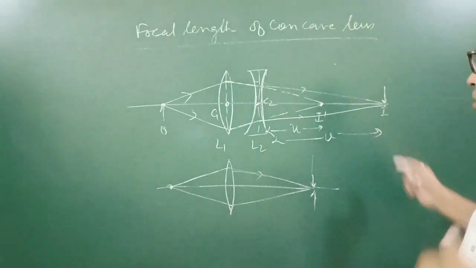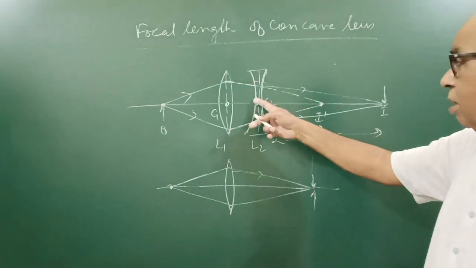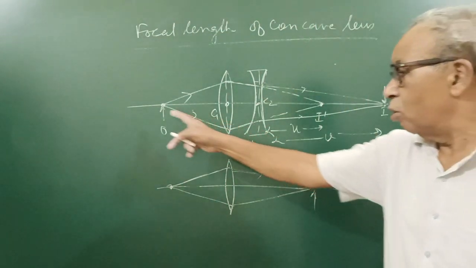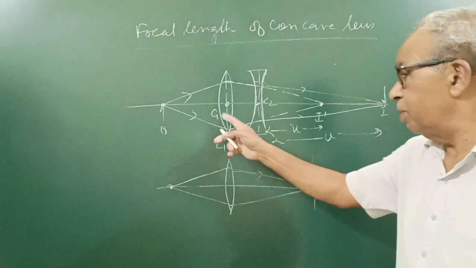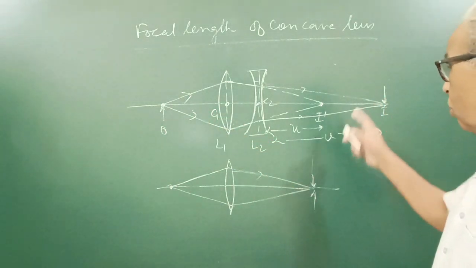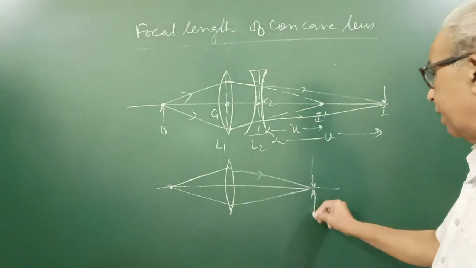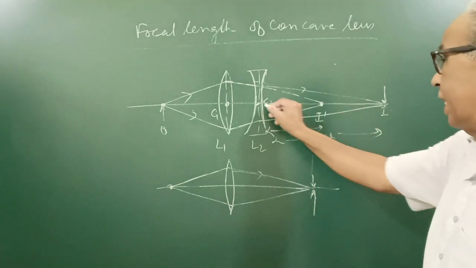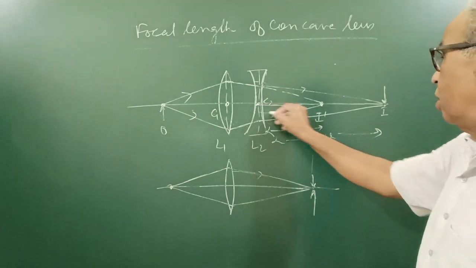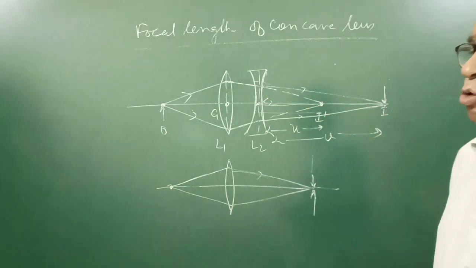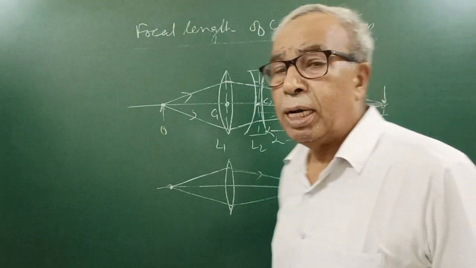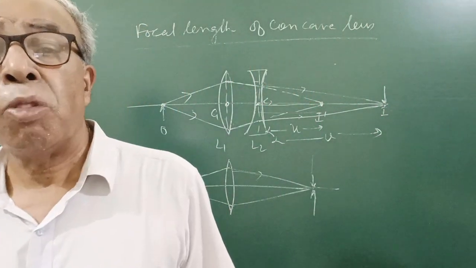And once you get rid of parallax, remove this lens. Don't displace, keep this fixed as such. Then you will get image here. For that we will then put a pin, so this position from here to here will be U and this will be V. So you can find out focal length of concave lens also.